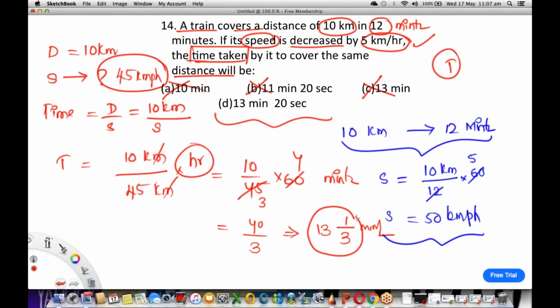Even what is 1 by 3 minute? To convert it into seconds, 1 minute will be equal to 60 seconds. So 1 by 3 minute is nothing but 1 by 3 times 60 seconds. That is nothing but 20 seconds. Right? So the answer is 13 minutes and 20 seconds.